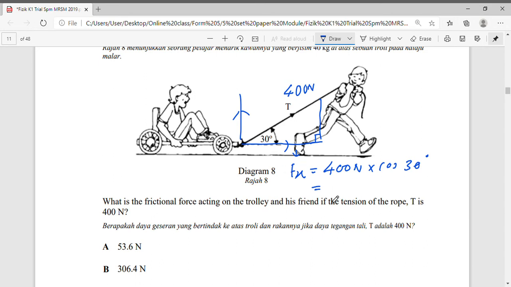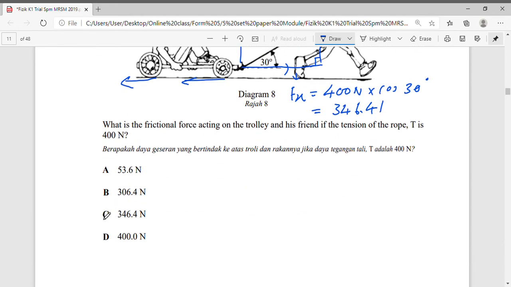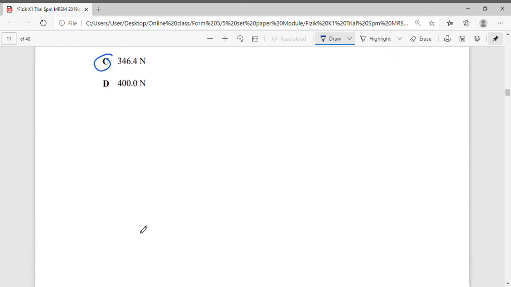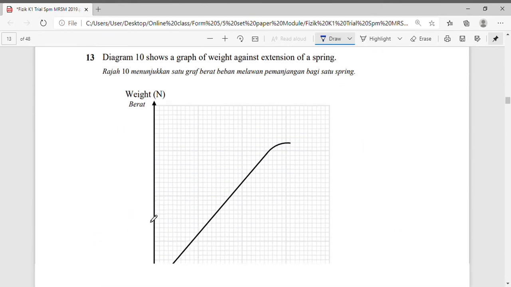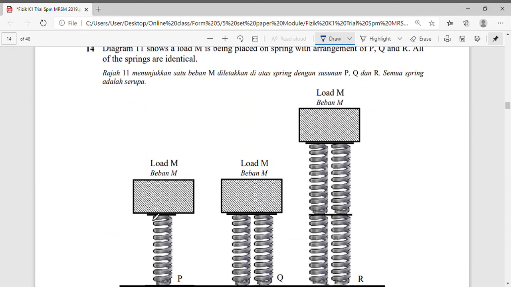After you calculate, you will have 346.41 for the horizontal force. This force is moving to the right. For the motion to be constant velocity, there must be a force in the opposite direction. The total force of friction will be the same magnitude but in the opposite direction. So the answer will be C. Next question is 14.